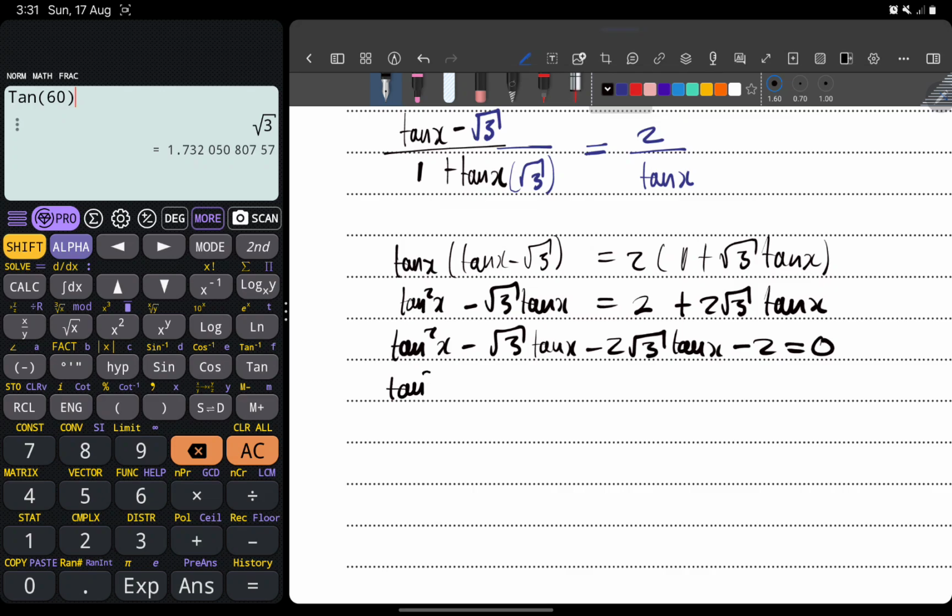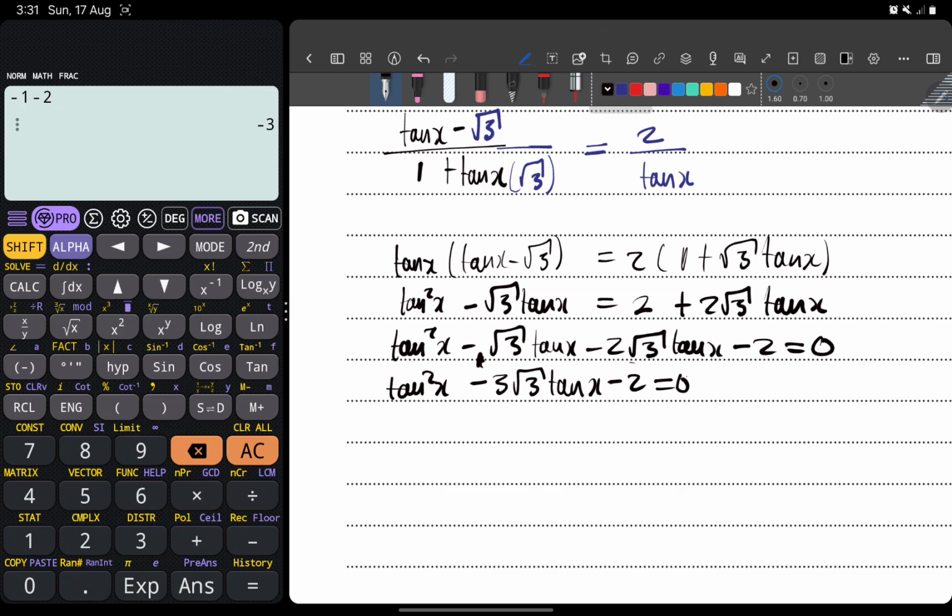So what we're going to have is tan squared x minus root 3 tan x. We have a 2 root 3 tan x and a root 3 tan x, but they're all negative. So you look at the numbers: minus 1 and minus 2. You put them together, minus 1 minus 2, you get minus 3. So it is minus 3 root 3 tan x, and this is minus 2 is equal to 0.